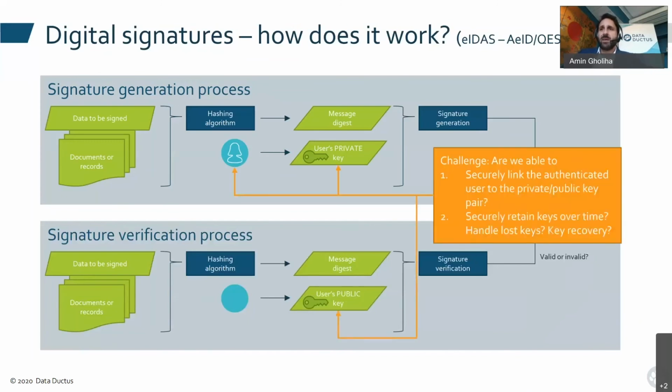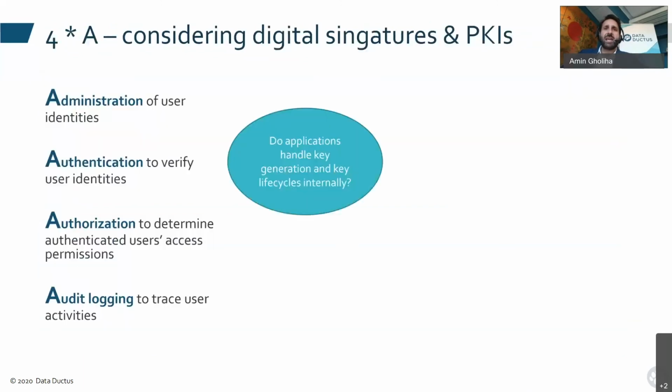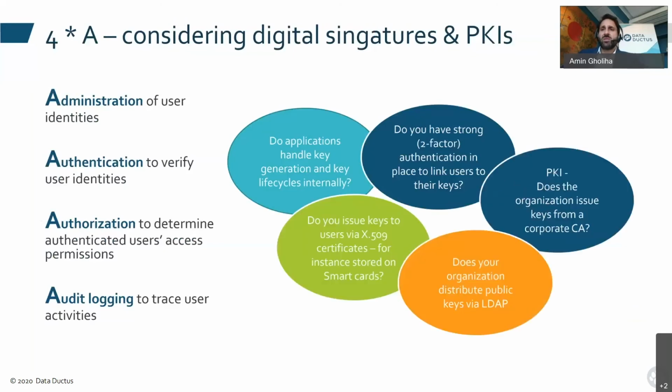But the challenge is that you need a secure link between the private key and the public key, and you need to retain and manage these keys over time. So if we go back to the 4As, you need to be able to manage all of this. Does the application handle key generation, or do you have strong authentication? If you have a PKI solution, are the keys generated by your own organization or an external organization? Do you distribute your public keys via LDAP, or do you issue keys with standard X.509 certificates on a smart card? How do you manage this?